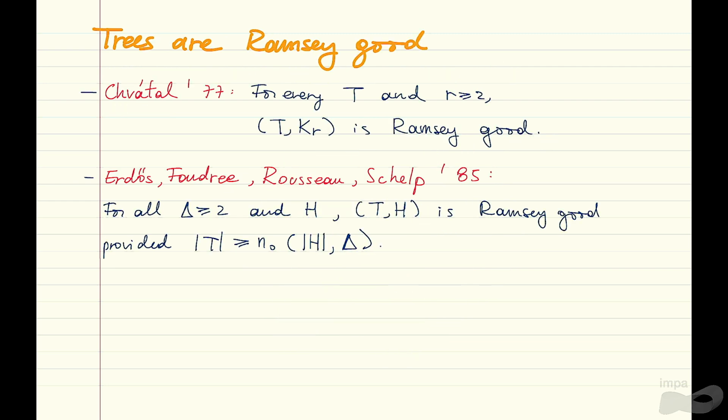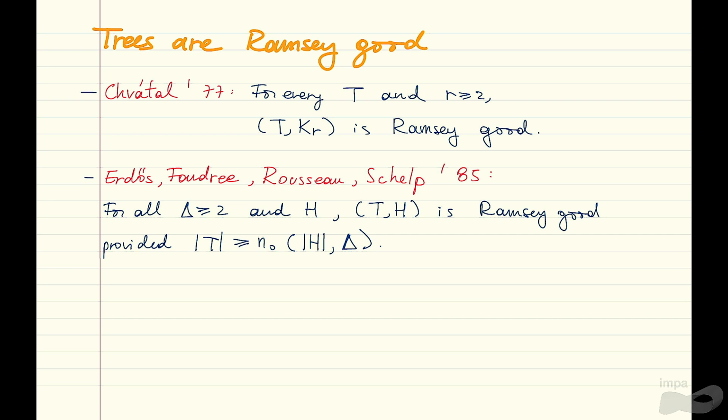The conclusion is trees are Ramsey good. So the first result was actually before Burr and Erdős coined this name, by Chvátal in the 70s. Chvátal proved that any tree versus any clique is Ramsey good. And the proof is a very nice exercise. I really recommend looking at it.